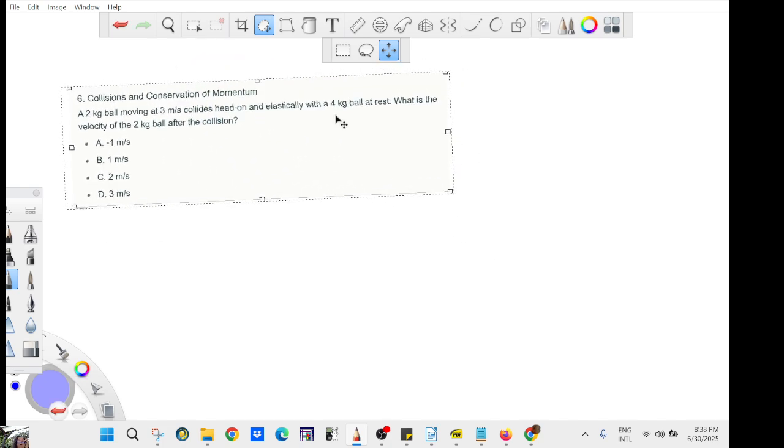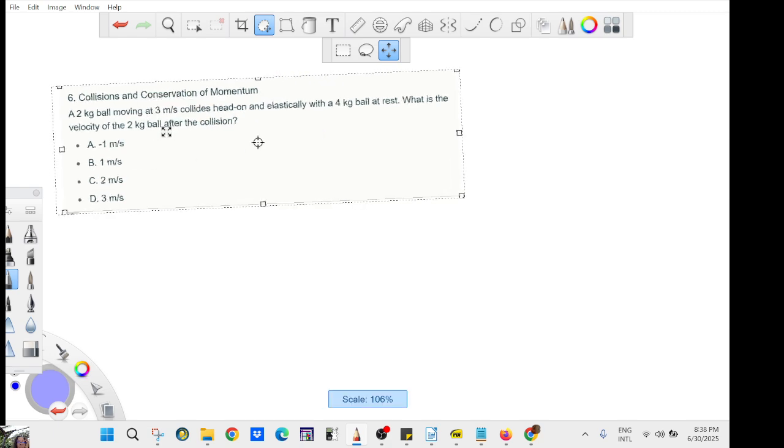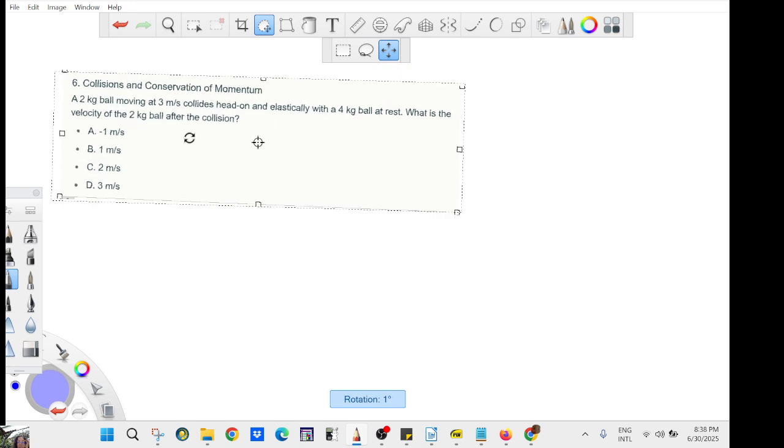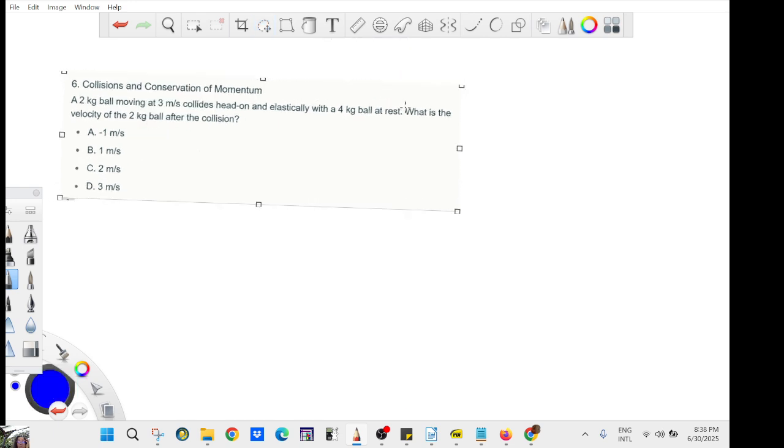So here, the important thing is it says that it's an elastic collision. Elastic collision means it's going to hit and bounce. And it also means that the kinetic energy is conserved.